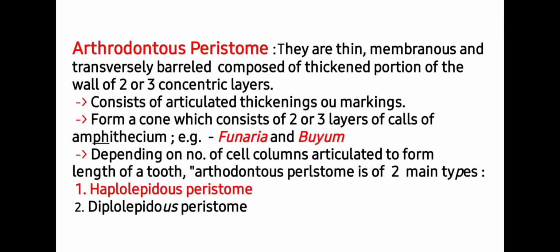Next is the second type, that is the orthodontous peristome. They are thin, membranous and transversely barred, composed of thickened portions of the wall of 2 or 3 concentric rings or layers. They consist of articulated thickenings or markings, unlike the nematodontous type. They form a cone which consists of 2 or 3 layers of cells which arise from the epithelium, and examples are Funaria and Bryum. Or a number of cell columns are articulated to form the length of a tooth. The orthodontous peristome is of 2 further types, that is haplolepidous peristome and diplolepidous peristome.